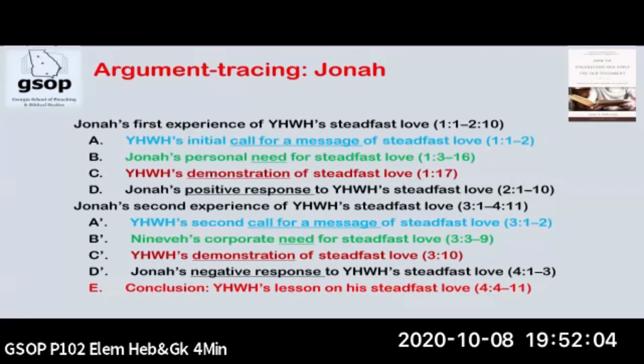So we have a message of Jonah's personal need for steadfast love in chapter 1, verses 3 through 16.